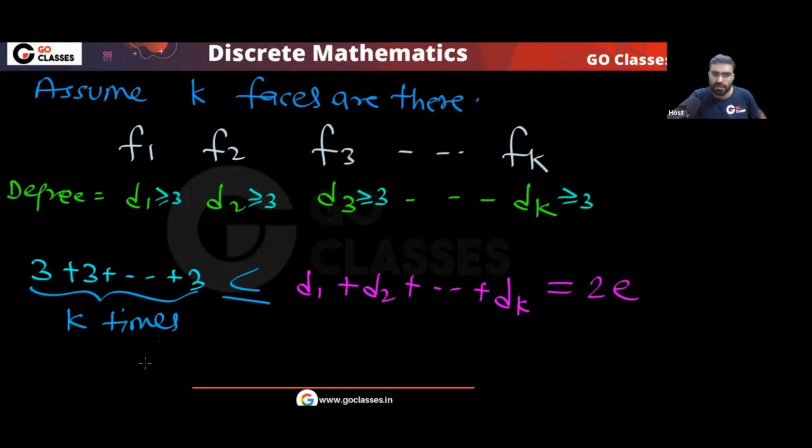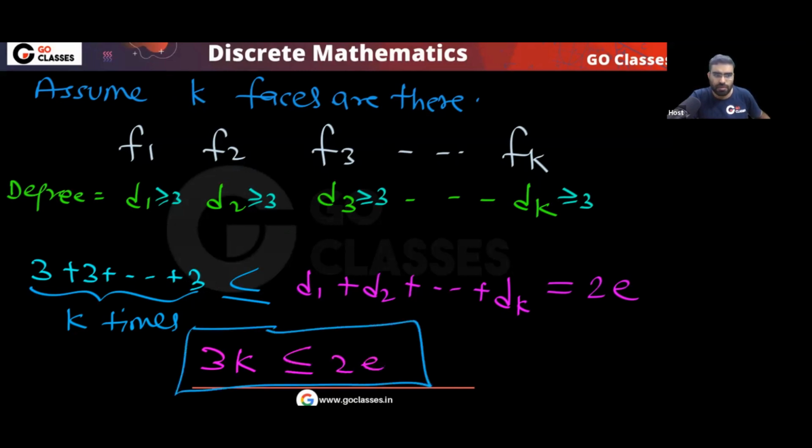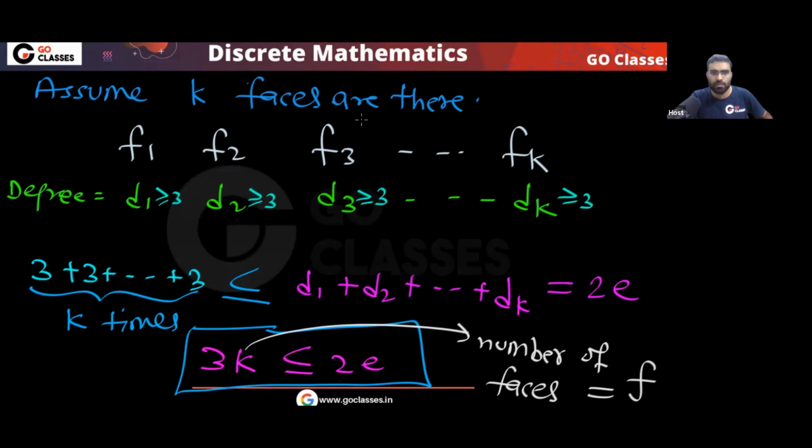So this is what I'm saying. So remember what I'm saying. I'm saying that this 3k, where k is the number of faces, is less than or equal to 2e. Yes or no? This is less than or equal to 2e. And what is this k? This is the number of faces, and we can denote it by f.